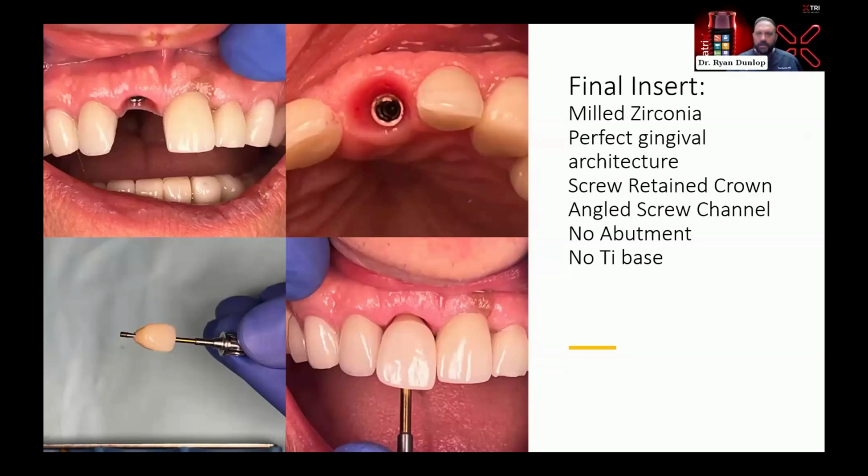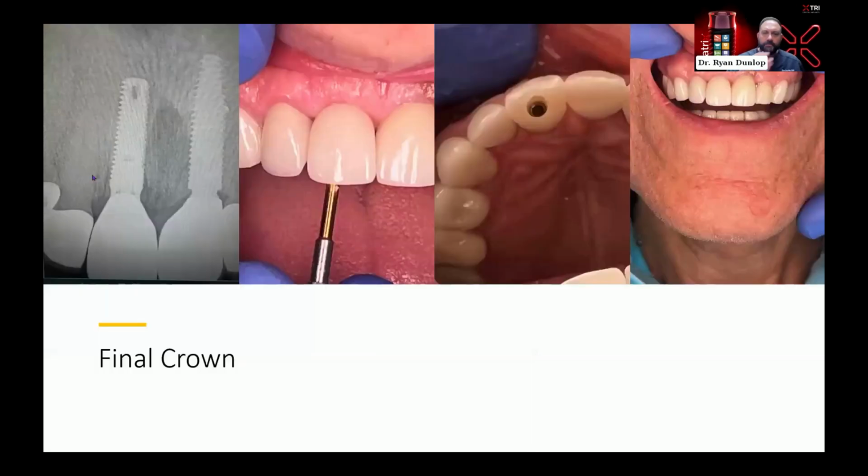I never had to take a new impression. I didn't have to get a shade. I just confirmed the healing, which you can see the healing here is beautiful. I confirmed the integration on X-ray and with a torque test. And then I just torqued in the new crown, and this is the final result.